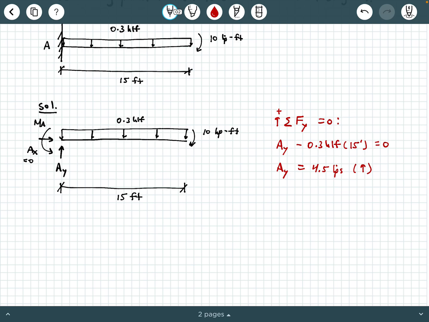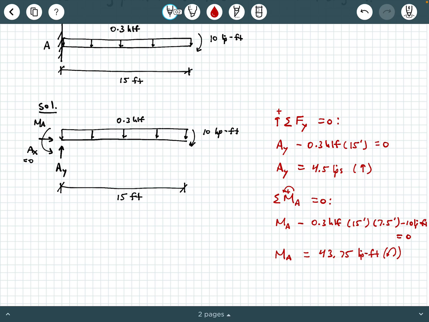Now, what about the moment reaction? Do not forget that. We're going to say sum of the moments about A equals 0. Counterclockwise is positive. And I'm going to be able to say MA minus 0.3 KLF times 15 feet times 7.5 feet minus 10 kip feet, all of that equals 0. And so my reaction moment MA is going to be 43.75 kip feet. And it came out positive, so it is reacting in a counterclockwise fashion there, all right? So there's my externals.